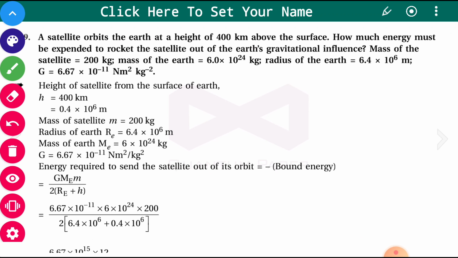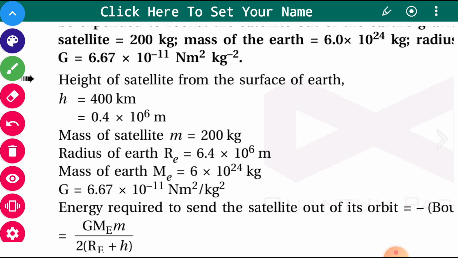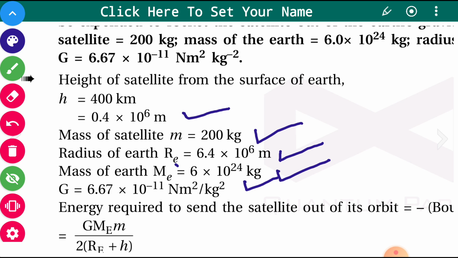G is also given. Now height of the satellite is 400 kilometer, that can be written as 0.4 into 10 raised to 6 meter. Mass of the satellite, small m, is 200 kg. Radius RE is 6.4 into 10 to the power 6 meter. Mass of the Earth is given, G is given.